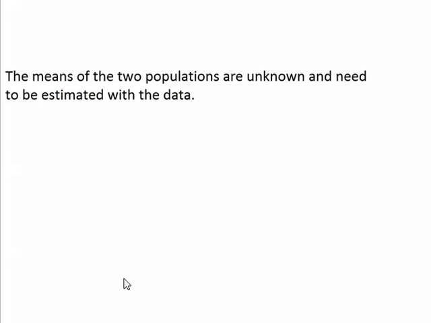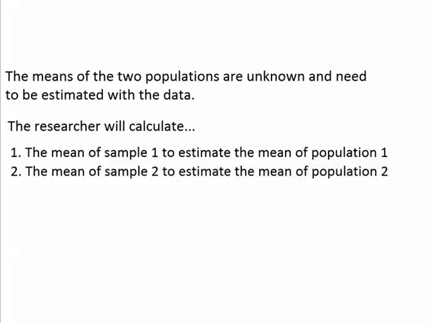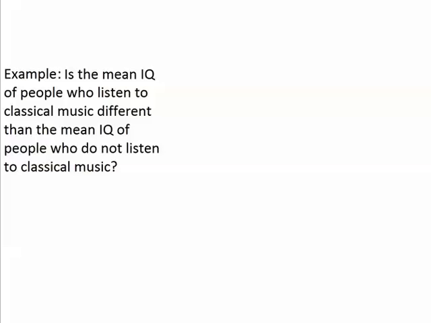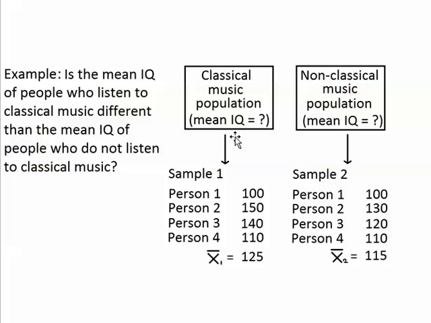In other words, the mean of sample 1 would give me a rough idea of what the mean of population 1 equals, and the mean of sample 2 would give me a rough idea of what the mean of population 2 equals. So this is what I just said. In this type of study, the researcher would calculate the mean of sample 1 to estimate the mean of population 1, and the researcher would calculate the mean of sample 2 to estimate the mean of population 2. And here's the example I've been talking about.